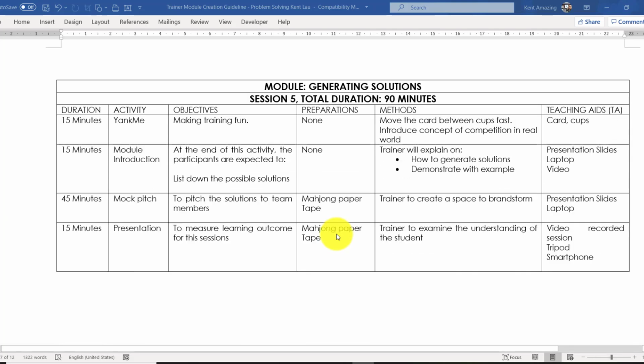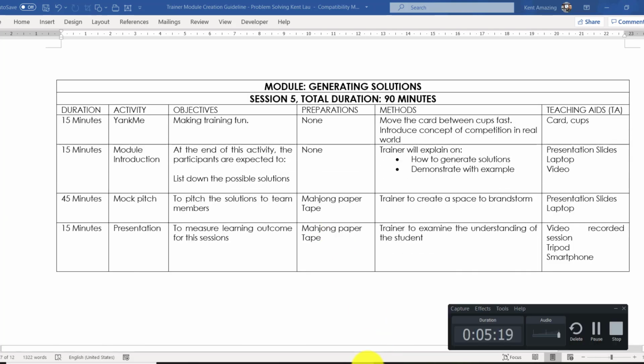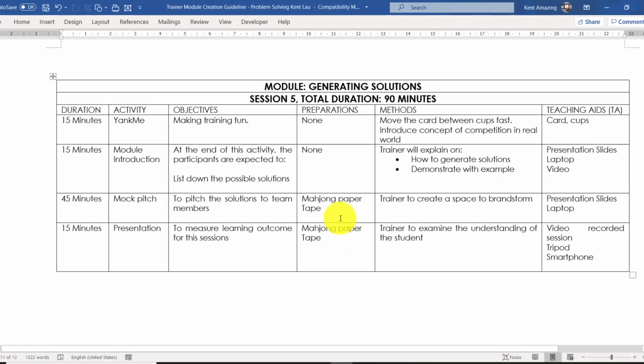Session 5 is about generating solutions. Session 5 is 90 minutes. We have a move-the-card game.